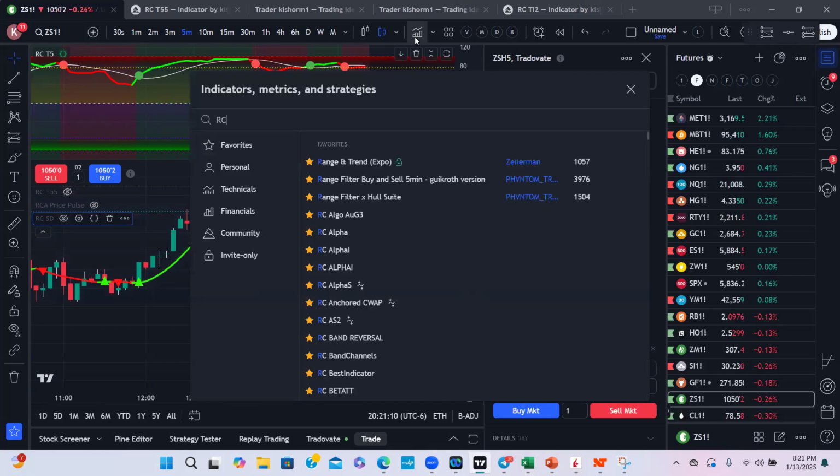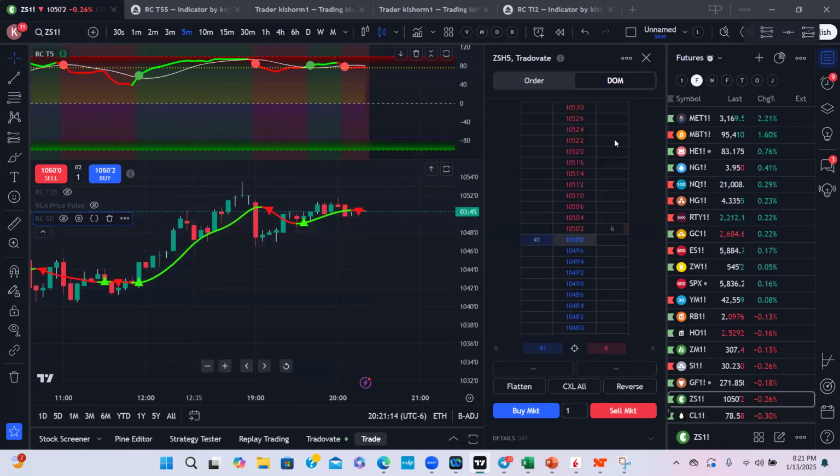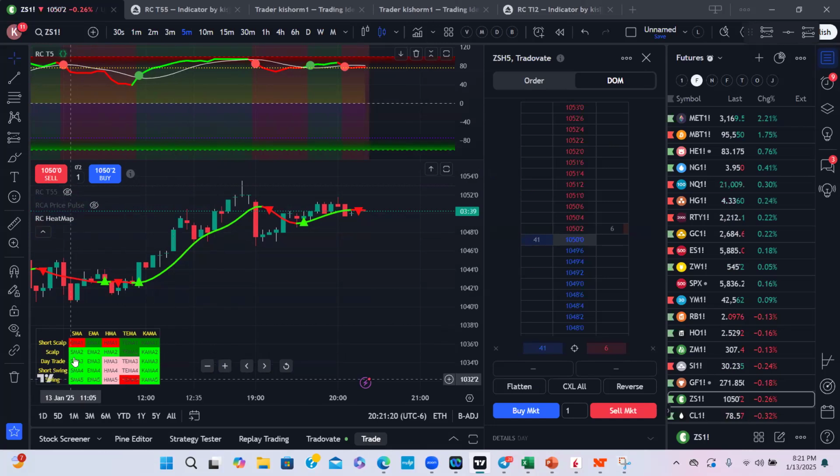Then you have something like RC heat map. So all these are like accessories or additionals. So here you have, right, if something is completely green, that means, right, if this row is completely green, it is good for a short scalp. If this row is completely green, good for scalping. If this row is completely green, good for day trading.